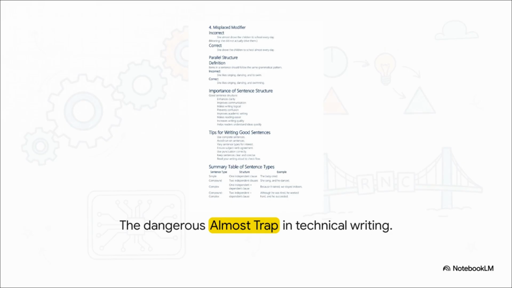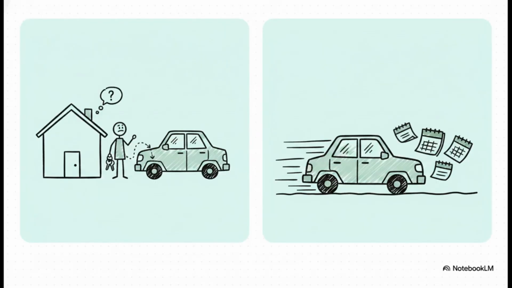Modifiers are just words that qualify or describe other words, but when they aren't placed correctly in your structural blueprint, they end up modifying the wrong thing entirely. Notice just how dangerous the "almost" trap can be here? Take a look. "She almost drove the children to school every day." By placing the modifier "almost" right next to the verb "drove," the sentence technically means that she grabbed her keys, looked at the kids, thought about taking them, and then just left them stranded on the porch. The action never actually happened.